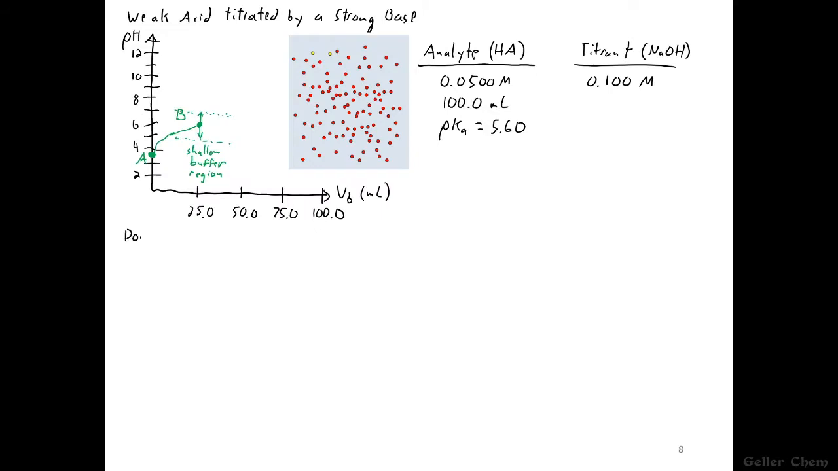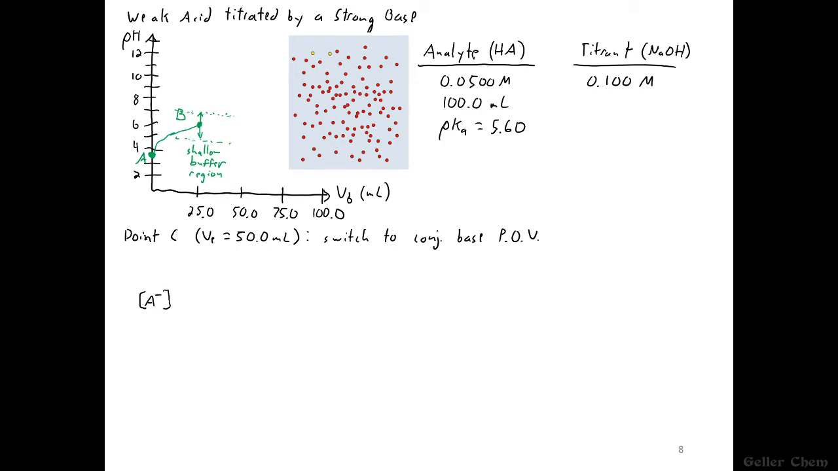So point C, equivalence volume, 50.0 milliliters. We'll make the quick note that we switch to the conjugate base point of view, or POV, because that's all we have at the equivalence point. And the concentration of this conjugate base is different than the concentration of the acid that created it. And so the first thing we have to do is figure out that concentration of A-.